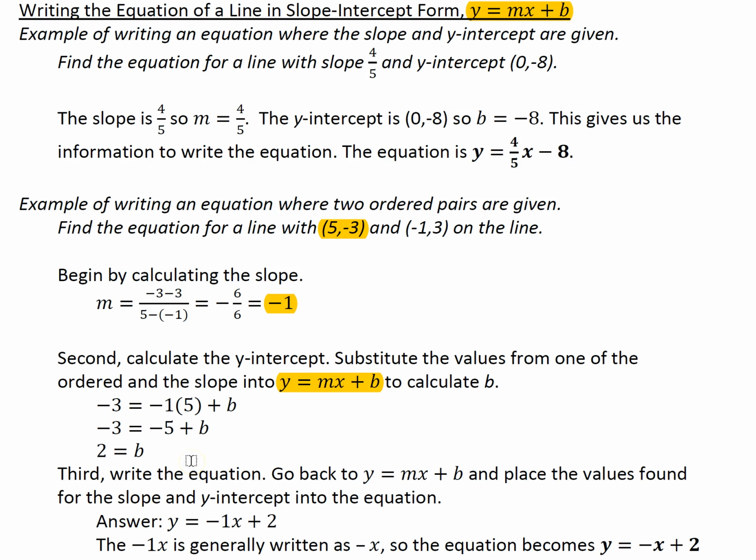Now I can write the equation. So I'm using the y equals mx plus b, and I'm placing the values for slope and y-intercept into it. This gives me y equals -1x plus 2. The -1x is not typically written that way. Instead, it's simplified down to just -x. And the final answer for this one is y equals -x plus 2.